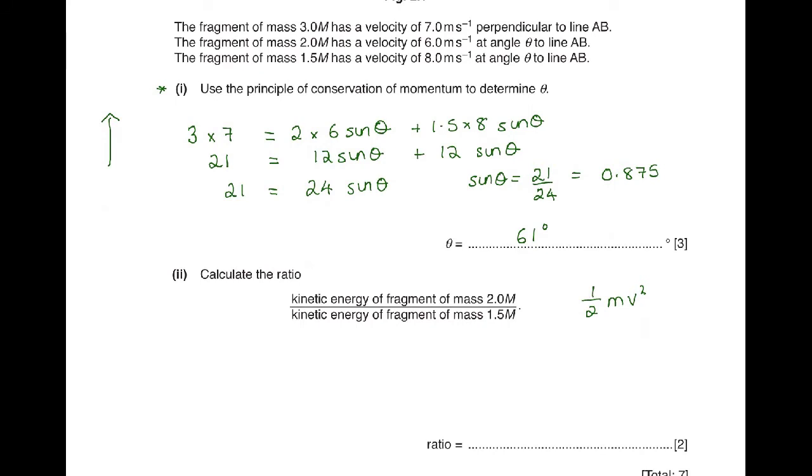So on the top, the 2m mass, half times the mass, which is 2, and the speed of that one was 6. And on the bottom, half times the mass, 1.5, times the speed squared, which was 8 squared. So half and 2 cancel out, and we've got 36 on the top. 8 squared is 64 times 1.5 times a half will give us 48, which gives us a ratio of 0.75.